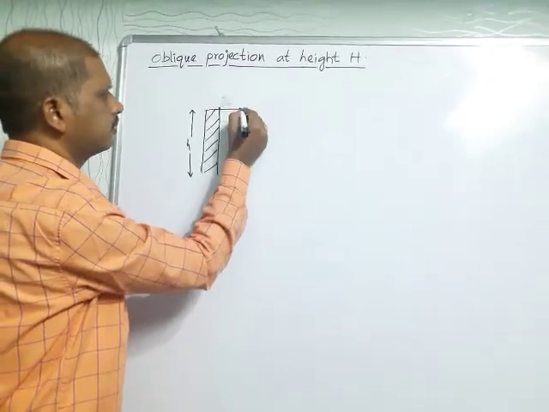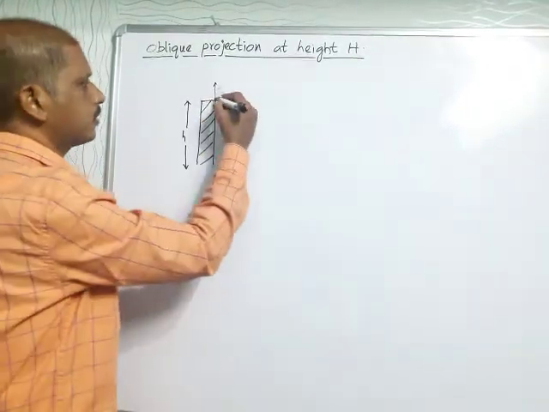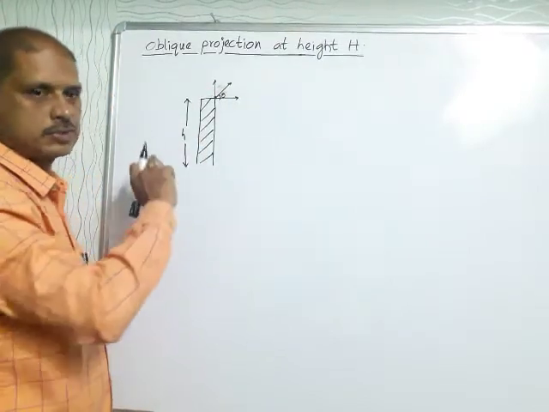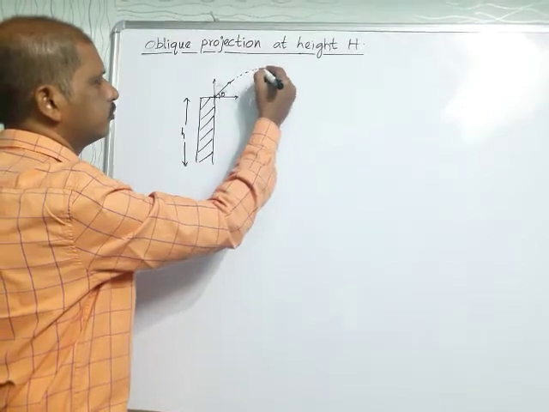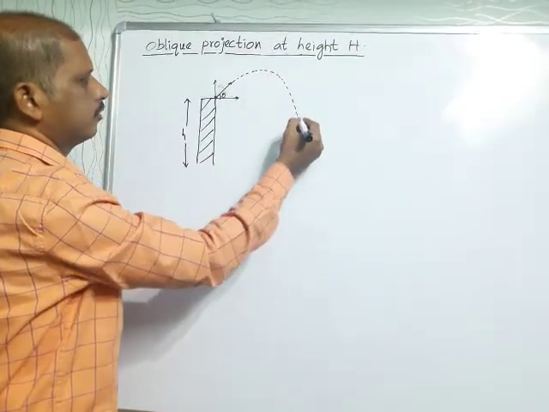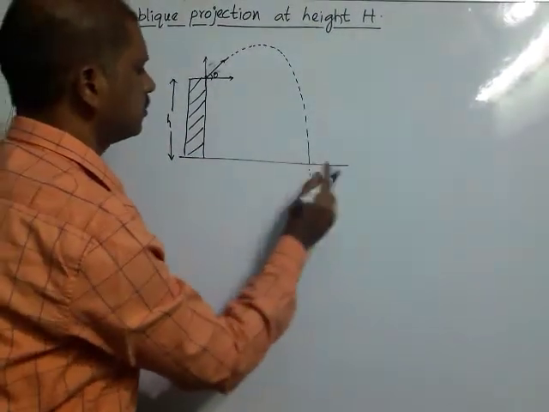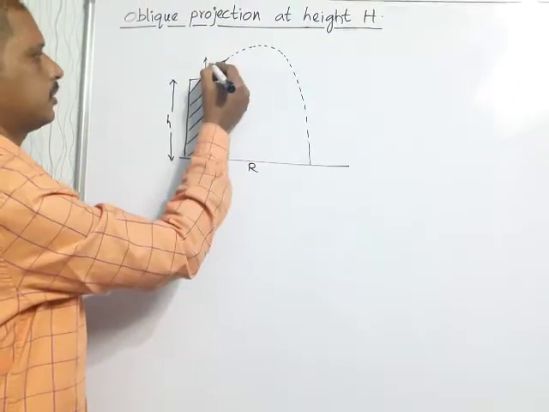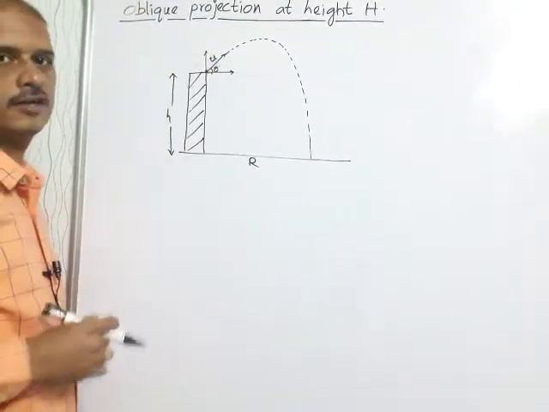This is the horizontal, this is the vertical direction. Now the body is projected with an angle theta with the horizontal from some height h. So here also it follows a path and reaches the ground here. So this is the range here. The body is projected with initial velocity u, making angle theta with the horizontal.